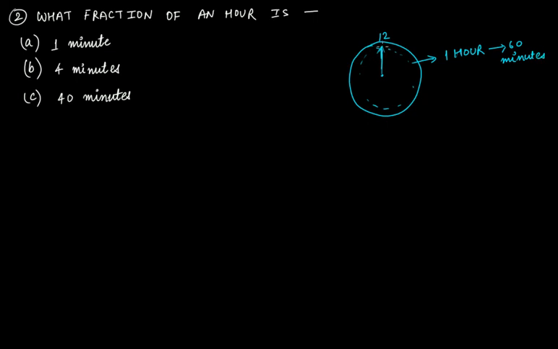That is, one complete hour has been divided into 60 parts, right? It has been divided into 60 minutes. That is 60 equal parts. So divided by 60. Why? Because 60 is the total number of parts in which 1 hour has been divided, and it's asking for 1 minute. Therefore this will be 1 by 60.